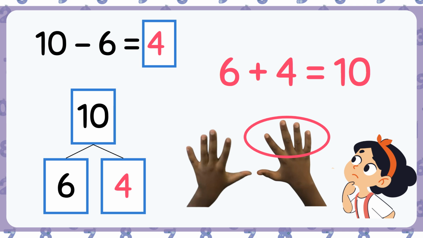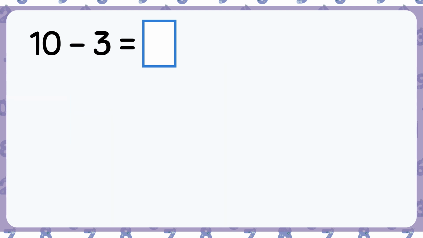Okay, yeah, we're working really hard to try to figure this out. So let's try another one, okay? All right, so here we have 10 minus 3 equals something, and I'm not too sure. So what I'd like you to do, I want you to go ahead and press pause.